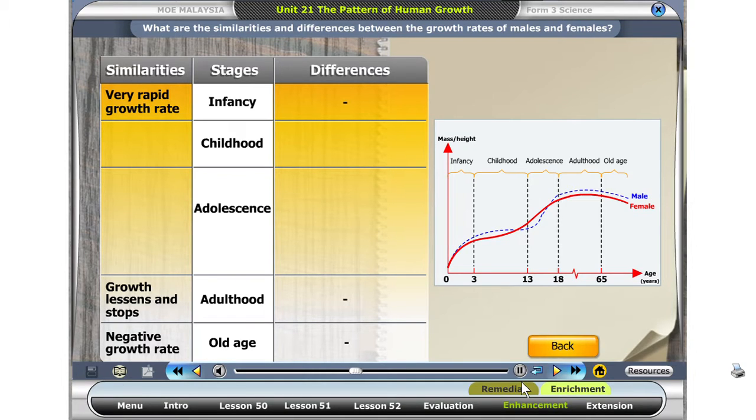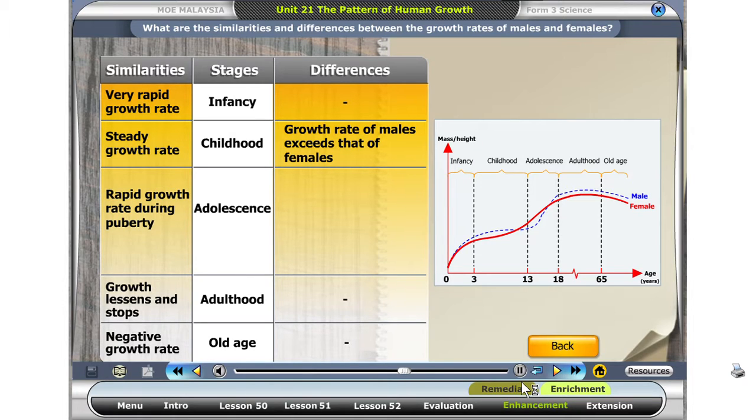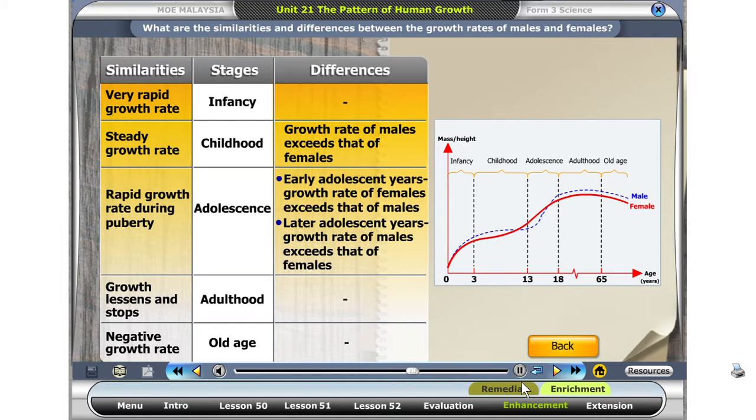The growth rates of males and females differ in the following stages of life. Childhood, steady growth rate, but growth rate of males exceeds that of females. Adolescence, rapid growth rate during puberty. Since females reach puberty earlier, growth rate of females exceeds that of males in the early adolescent years. But since the growth period of males is longer, growth rate of males exceeds that of females in the later adolescent years.